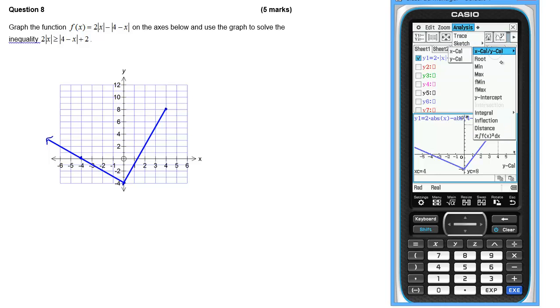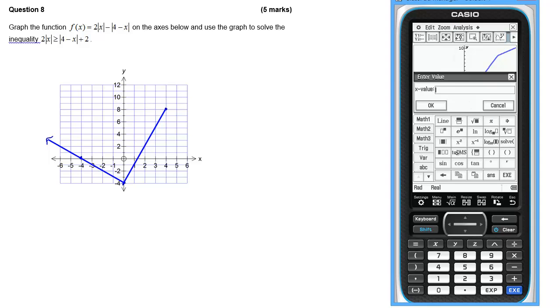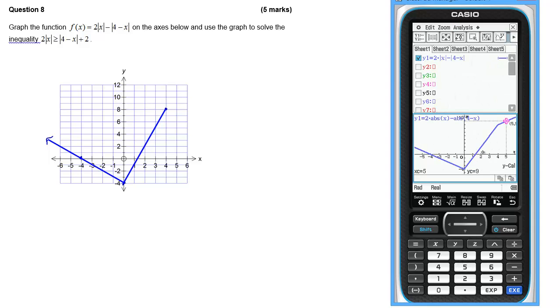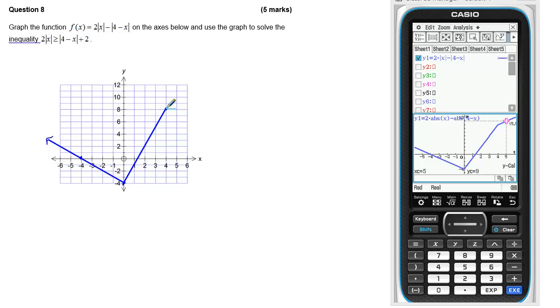and I probably don't need to be too accurate with this, but I can do another Y-cal. Let's do it when x is 5, and I can see that's at 5,9. So 5,9 means it goes through that point there, like so.